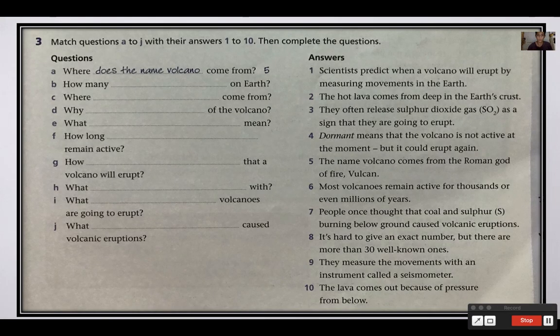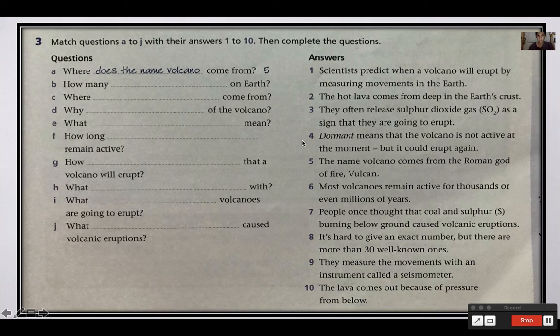Okay, let's continue. Now, match questions A to J with the answers 1 to 10 and then complete the questions. So we have to match these questions with 1, 2, 3, or 4. For example, where does the name volcano come from?